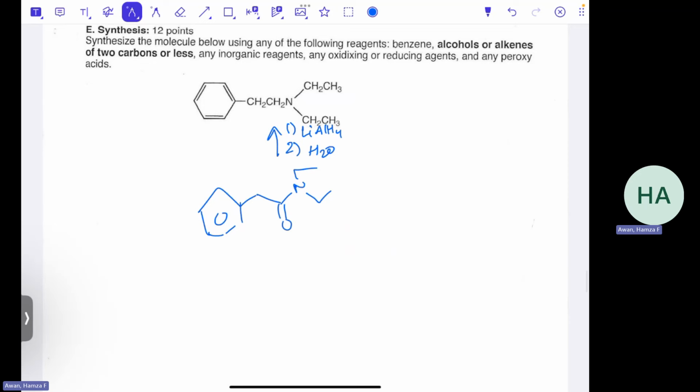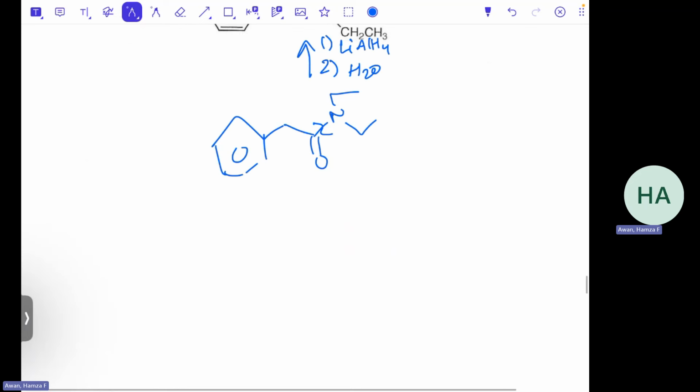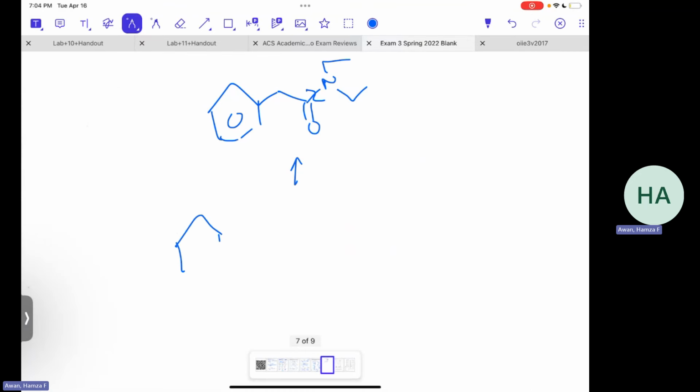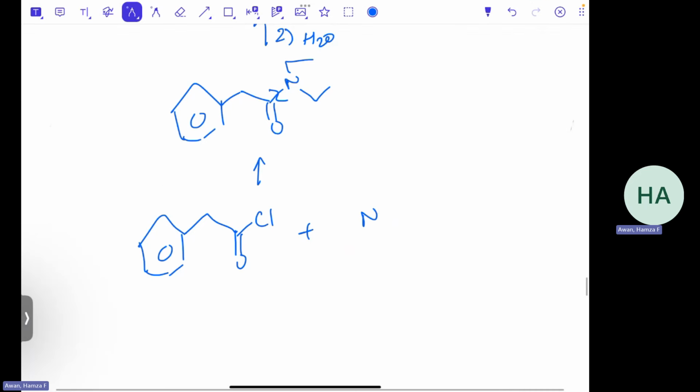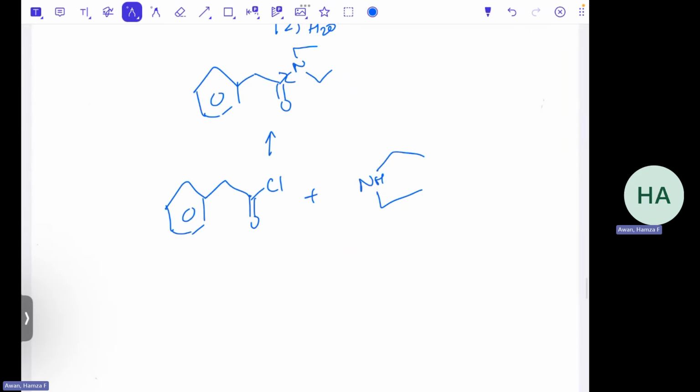And so what we can do here is actually cleave this structure right at the center between the oxygen and the nitrogen, and we can have two separate structures. So now we can have this benzene group with a chloride on it, plus the NH with the two groups on it. So we have an amine and we have an acyl chloride.